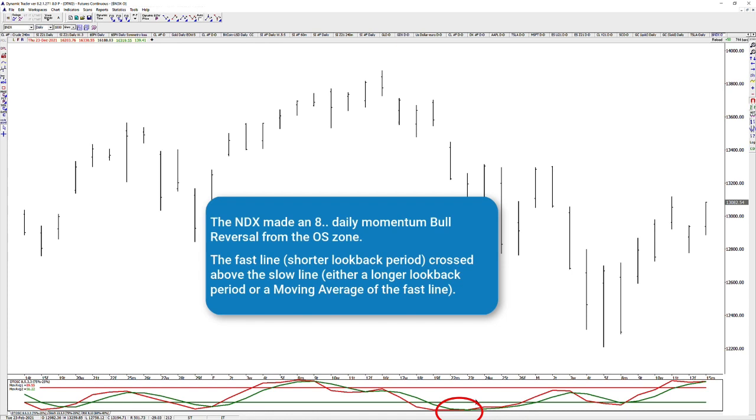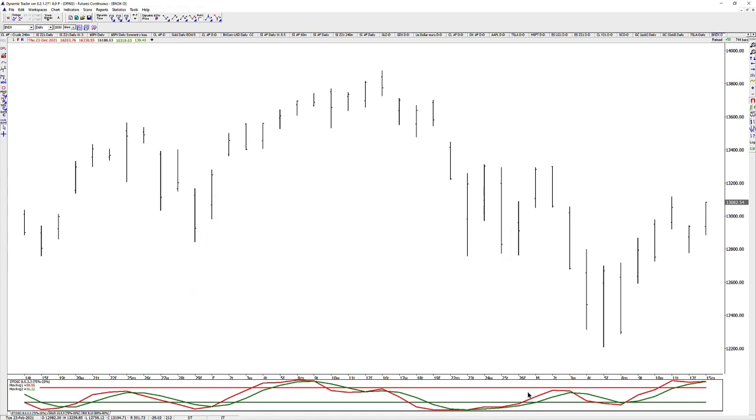So that's what we mean by bull and bear reversals, because we also have just price bar bull and bear reversals. But that's why I always preface it with the daily momentum made a bull reversal from the oversold zone. And I usually also describe it with what the initial look-back period is. So in this case, it's an 8-bar look-back period. So the daily 8 momentum made a bull reversal from the oversold zone. So just keep in mind those terms: bull reversals and bear reversals, overbought and oversold, and then price momentum divergences.